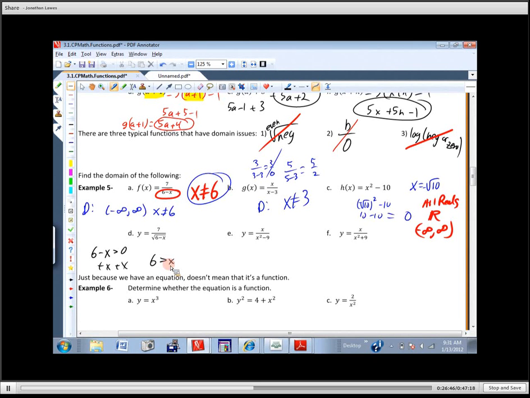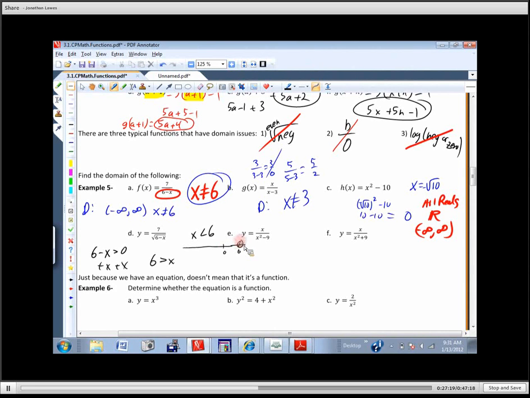I said I like interval notation. How would you write that in interval notation? X's that are less than 6. Let me do this. Here's 6. Let's circle that. Would I shade it in? No. And then which way do I shade? Left or right? Left. It's over here.